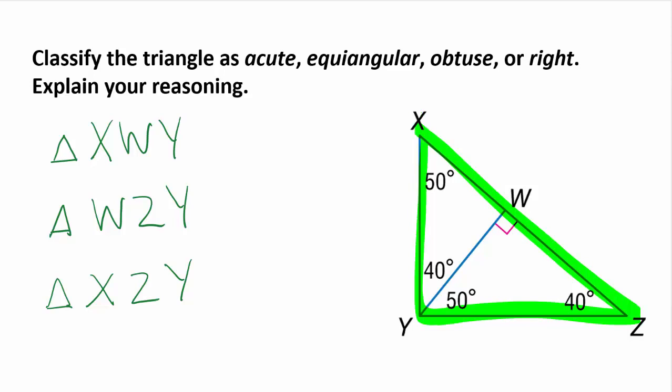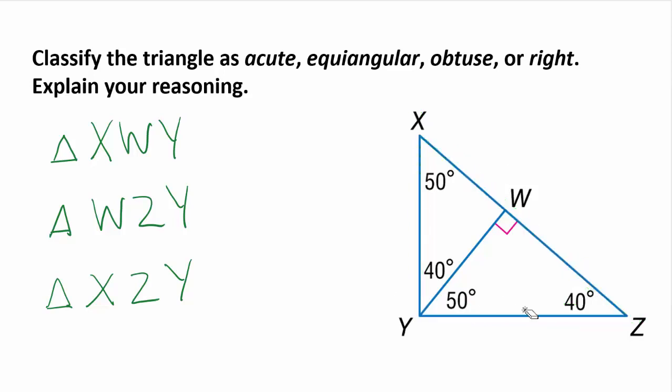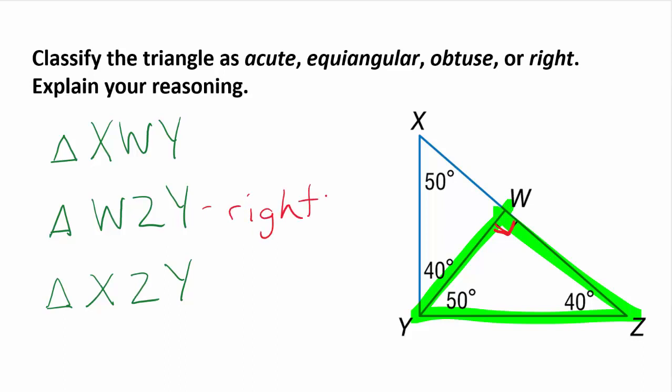So now let's take a closer look at these. Let's start with WZY, the one in the middle here. Let's go ahead and highlight this guy again, WZY. Since it has a right angle here, that means it automatically is going to be a right triangle. So this one is going to be classified as a right triangle.